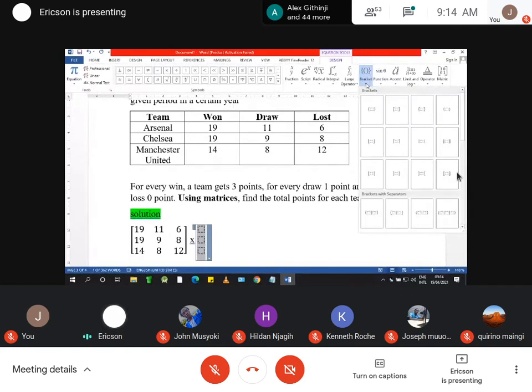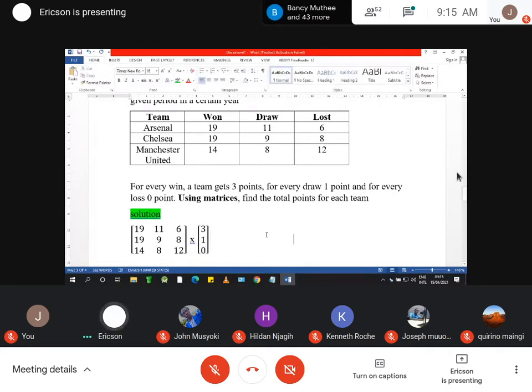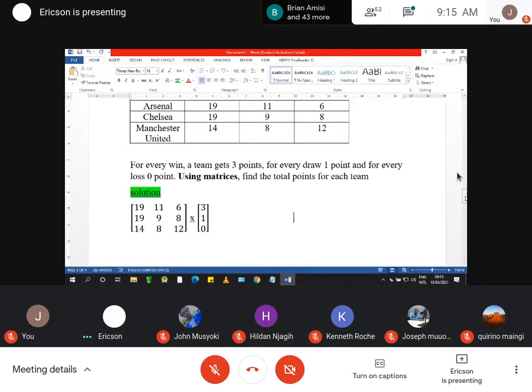I believe you were taught how matrix multiplication occurs. So here we have 3, we have 1, here we have 0. I think this question can be done in two ways. First, you can start with 19 multiplied by 3, 11 multiplied by 1, 6 multiplied by 0, and then you add them together. That will assist you in seeing what the final answer should be. But let's start with this and then explain it later. Matrix multiplication.